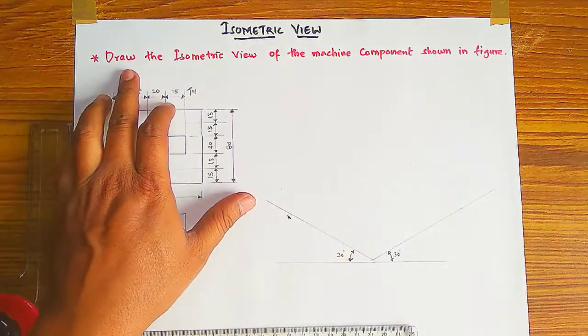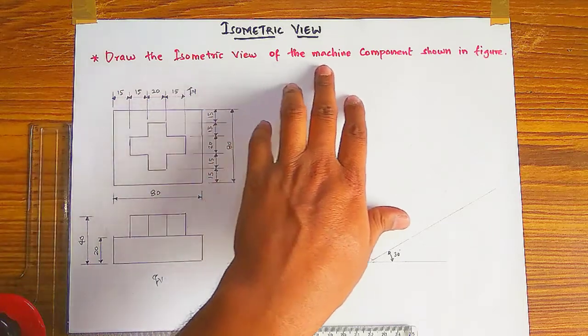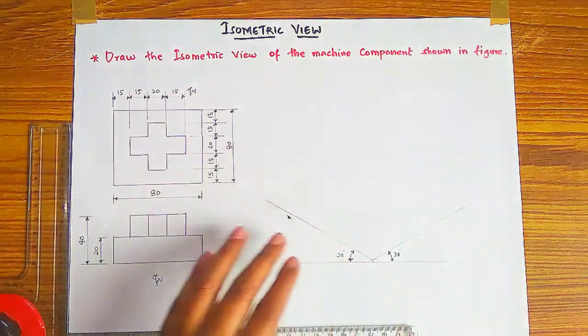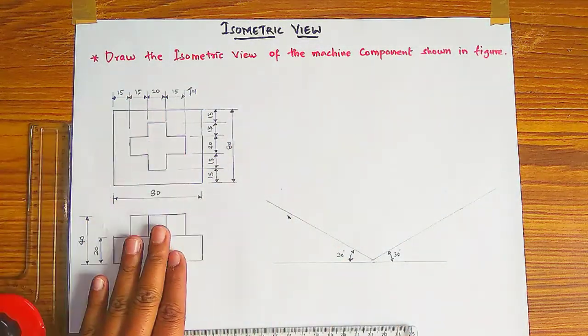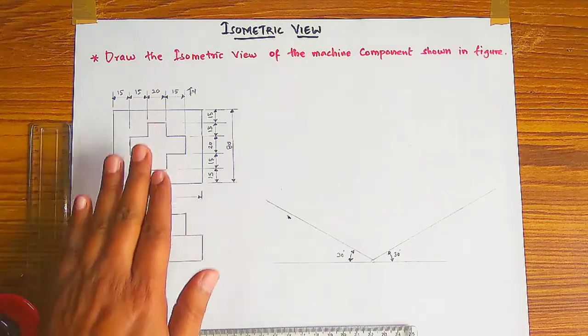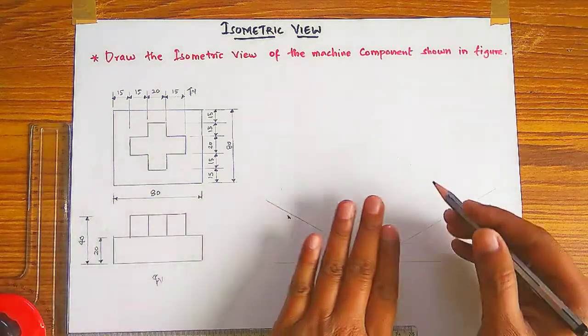Now I will start my question. Draw the isometric view of the machine component shown in figure. This is the top view and this is the front view. So according to this top view and front view, we have to draw the figure.